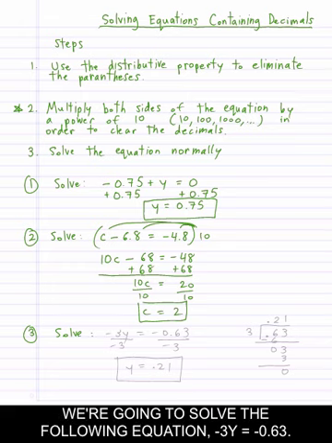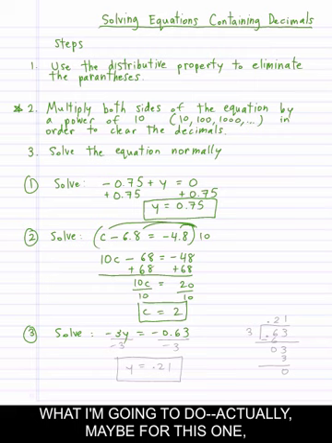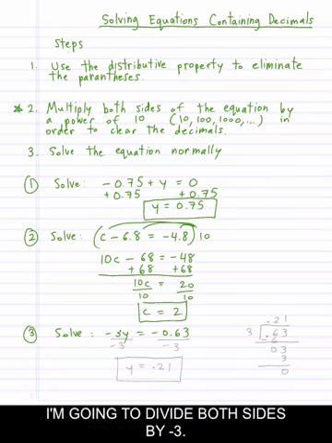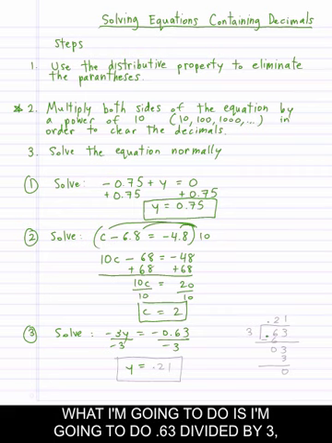We're going to solve the following equation. Negative 3y equals negative 0.63. I'm going to get rid of the decimals again here. Actually, maybe for this one I won't get rid of the decimals, and for the next one I will. So I'm going to solve it normally. I'm going to divide both sides by negative 3. Negative divided by negative is positive. What I'm going to do is 0.63 divided by 3.